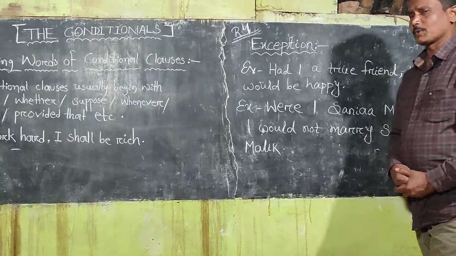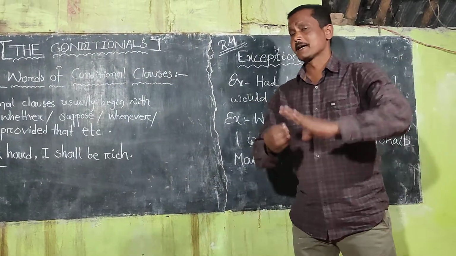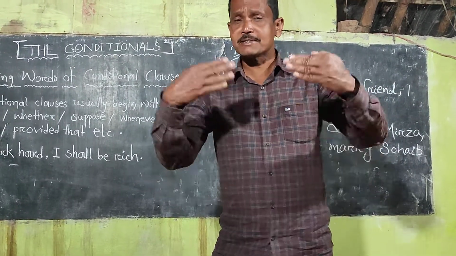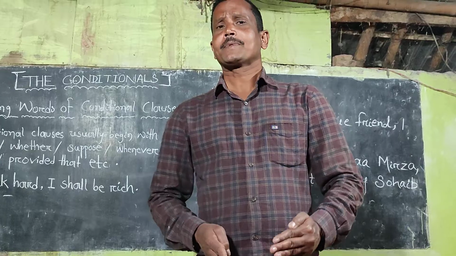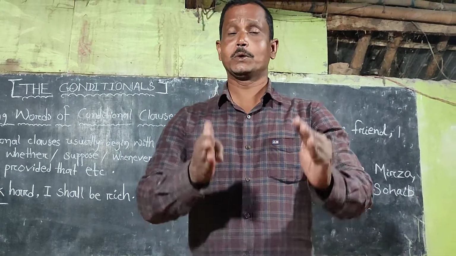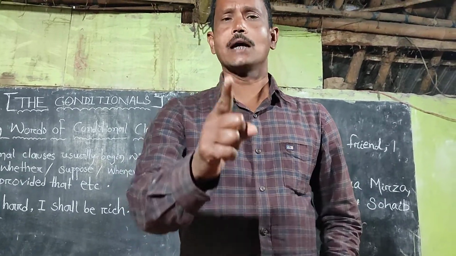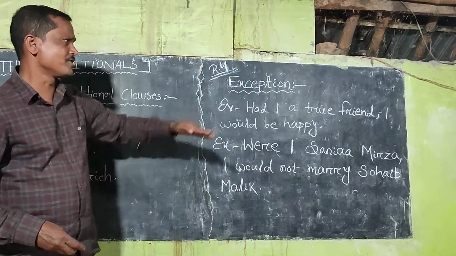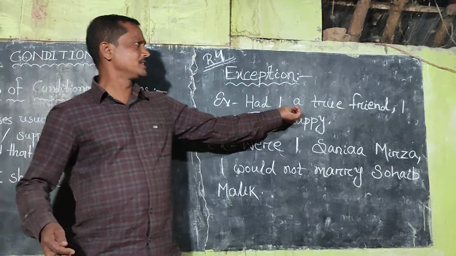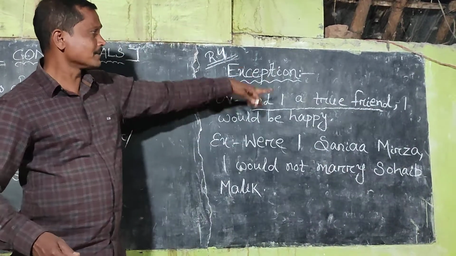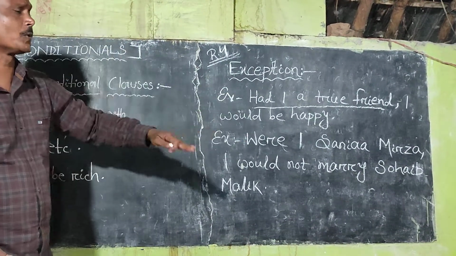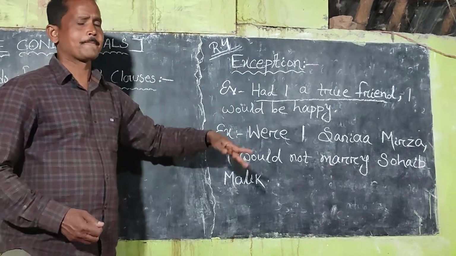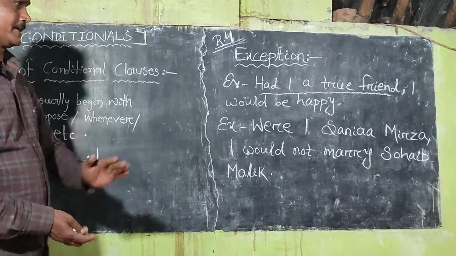But in some cases, we can find that there are exceptions. What are the exceptions? Sometimes the conditional clauses begin with had or were. Here: had I a true friend, I would be happy. This clause begins with had, so it is also a conditional clause. That means if I had a true friend, I would be happy. This is the meaning of this sentence.